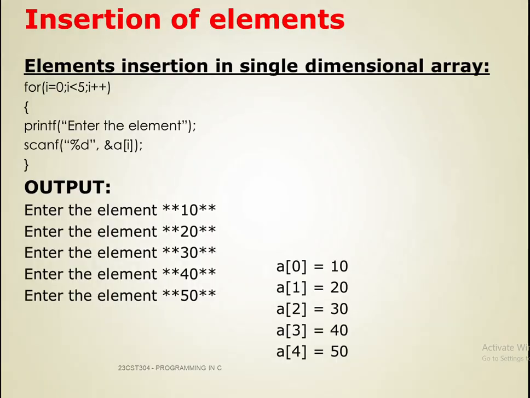Students, whenever you see a[i], don't think of it as one fixed location. i is a variable. So depending on the value of i, when i equal to 0, a[i] is a[0]; i equal to 1, a[i] is a[1]; i equal to 2, a[i] is a[2]. This is why we can use a single for loop to process all the elements. Here a is the array name, i is the index, and a[i] is a particular array element.